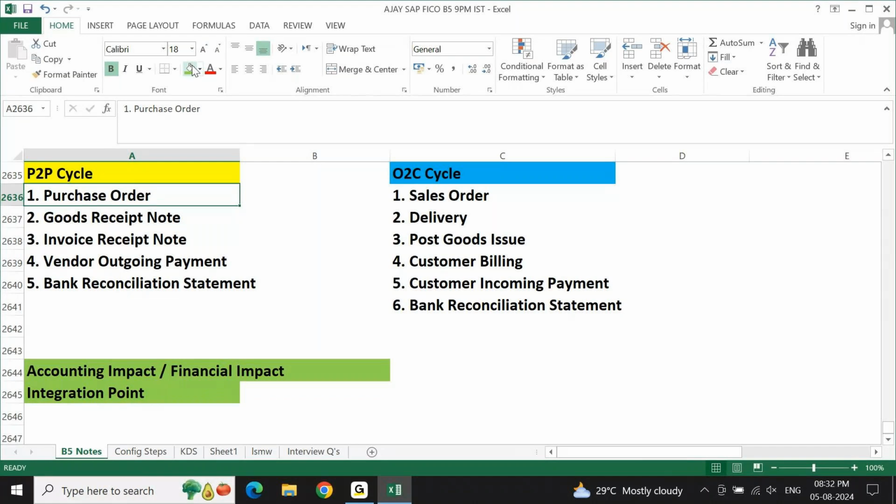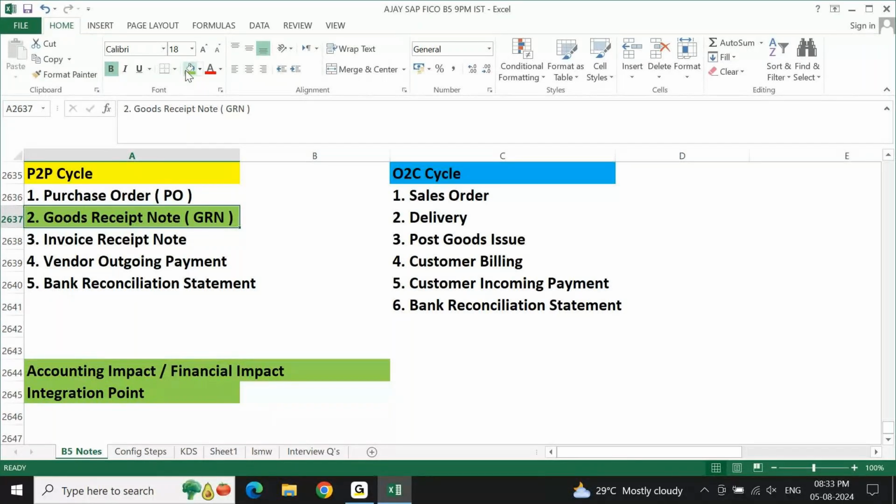Next, I have goods receipt note. In short, it is represented as GRN. Purchase order we will be representing as PO. Purchase order is PO. Goods receipt note is GRN. At GRN level, or at goods receipt note level, there is an accounting impact. There is an integration point. Let me highlight green. This is green because this is having financial impact in my accounting. This is one of the integration points between FI and MM.